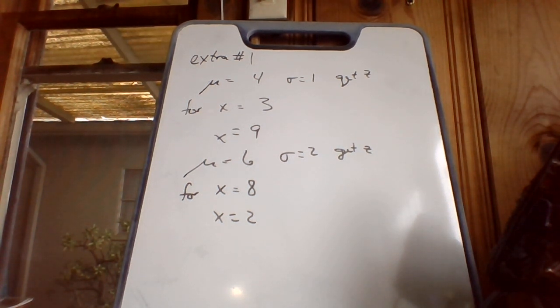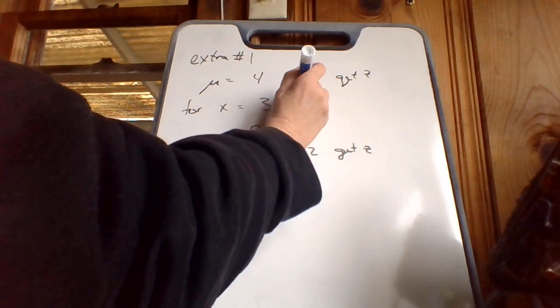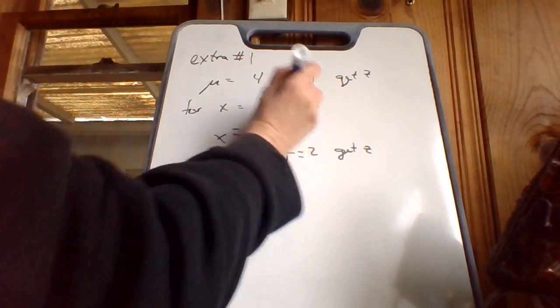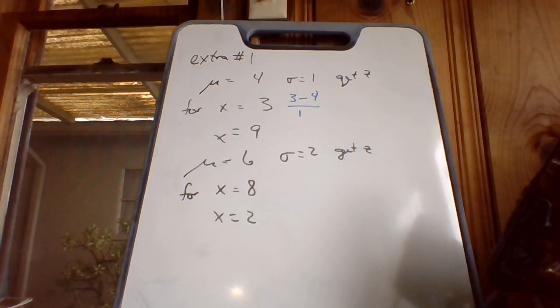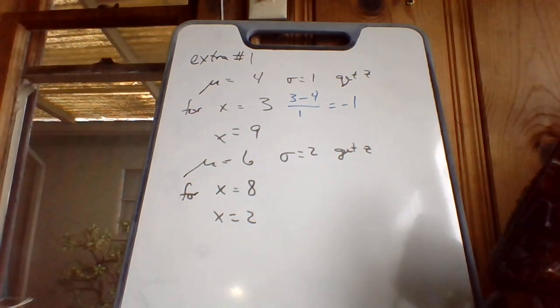Okay, so extra of question number 1, just change up the mean and the standard deviation and stuff. All right, but I take my number minus the mean and then divide the whole thing by standard deviation. My number, which is 3, minus the mean, which is 4, divide the whole thing by standard deviation. So that's negative 1 divided by 1, which is negative 1.